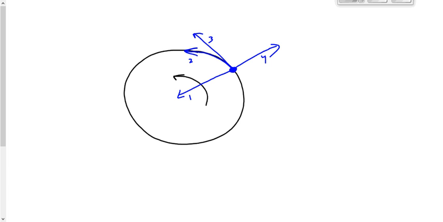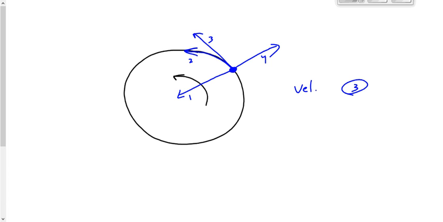An object will always go in a straight line at a constant speed until acted upon by an unbalanced force. In the absence of an unbalanced force, this object is going to go in a straight line. So at any given moment in time, it is traveling in a straight line. It's just that it's pulled away from that straight line because of a centripetal force, the force that pulls it toward the center of the circle. So we're going to say the velocity of this object is number 3.